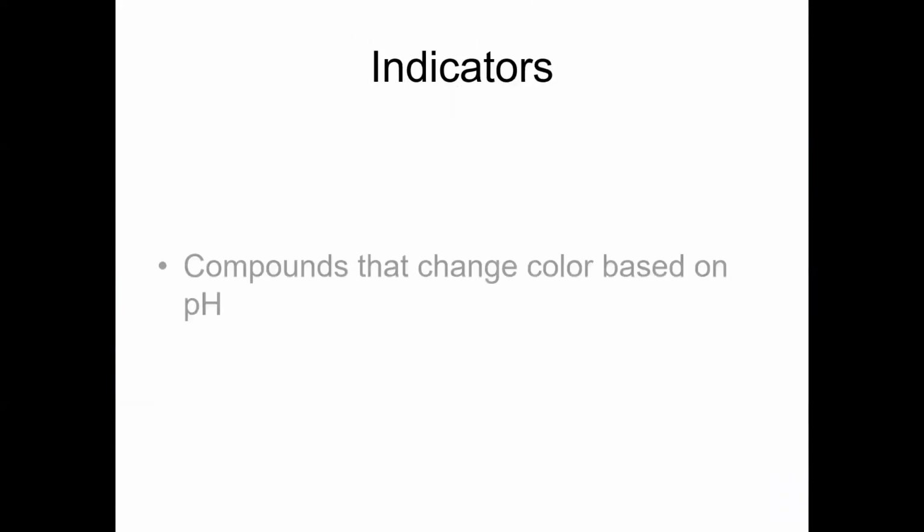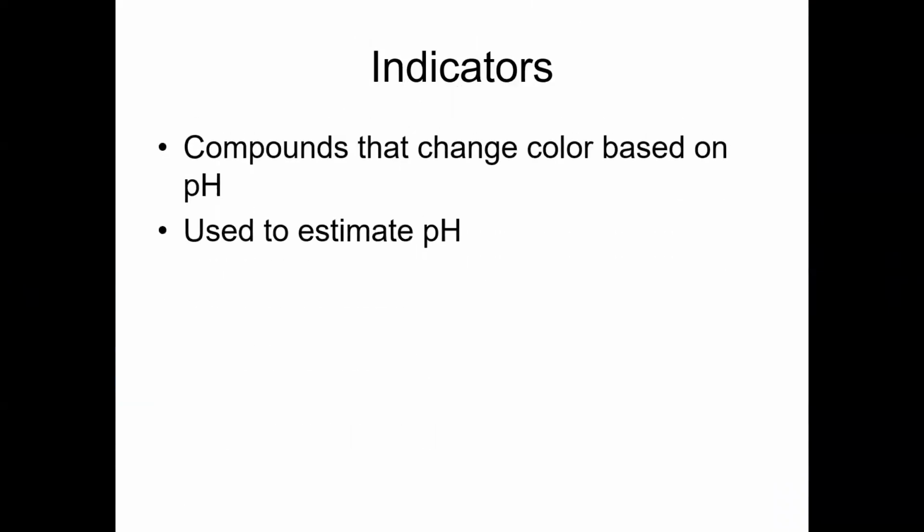All right, now this next slide is about indicators. If we were together, we would be doing an indicator lab to demonstrate this slide. Basically, there's just a lot of indicators out there that tell you either the exact pH of a solution or a range of pHs based on color changes.